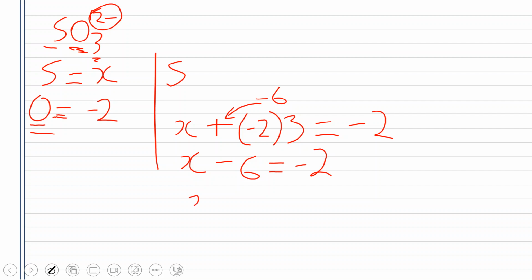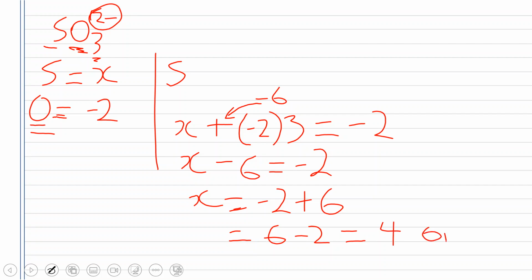So now we're going to have x now be equal to this -2. If it crosses the equal to sign, it becomes positive. So we're going to have -2. The -6 crosses and becomes +6. So what we actually have is 6 minus 2. And our answer is 4.